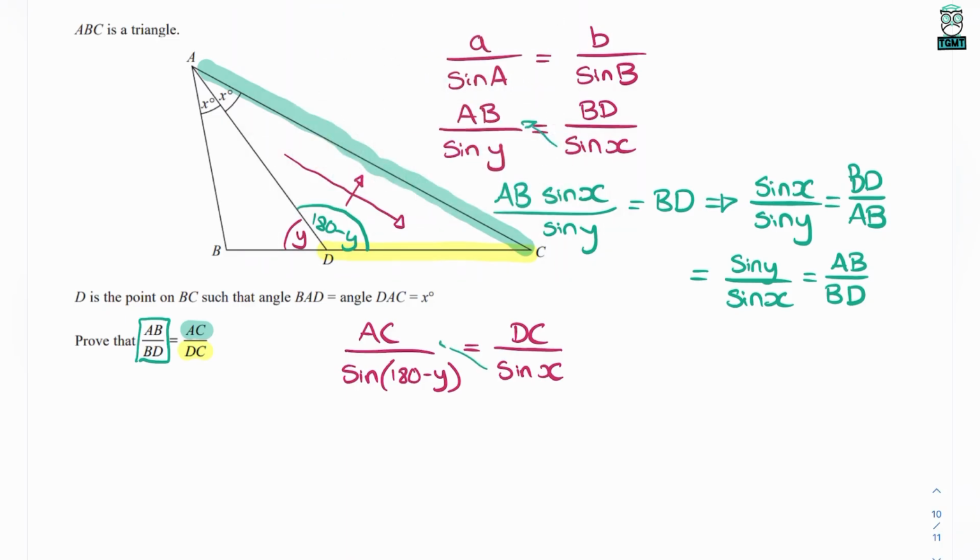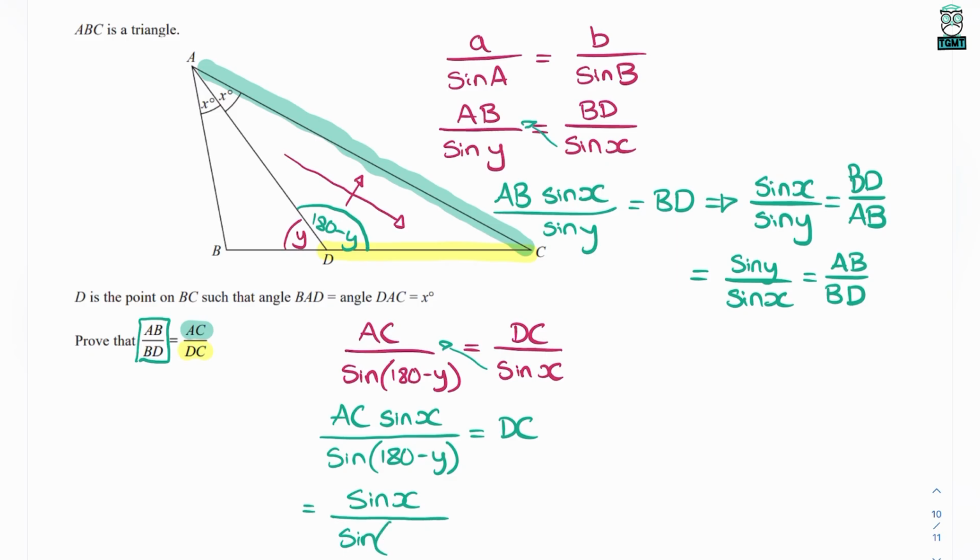So if we move that up, we get AC sine x over sine 180 minus y, and that is equal to DC. And then we can actually divide those again by the AC. So we get sine x over sine 180 minus y is equal to DC over the AC.